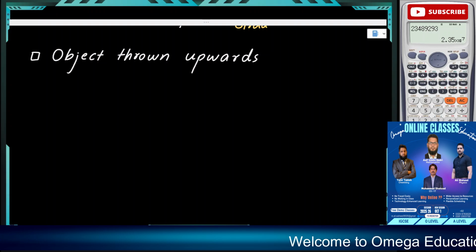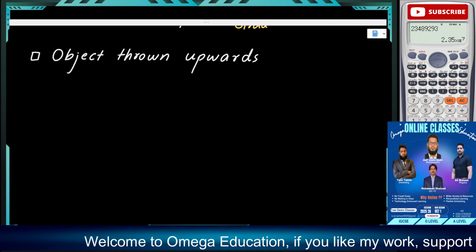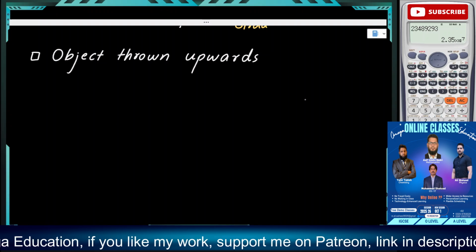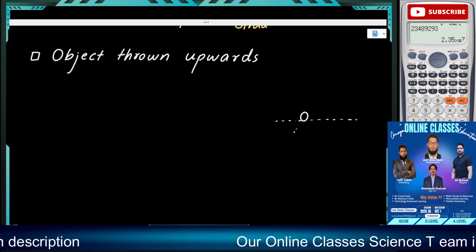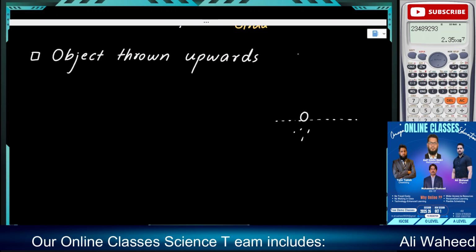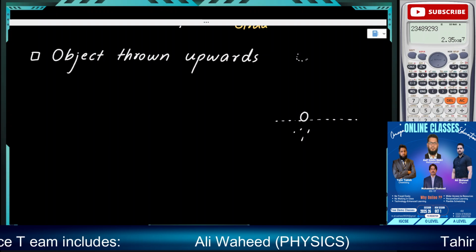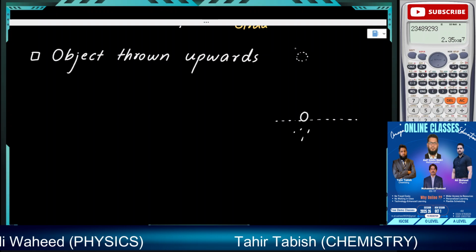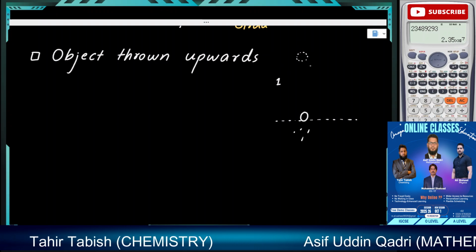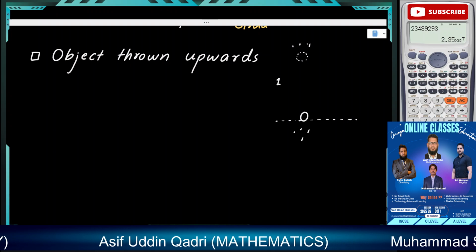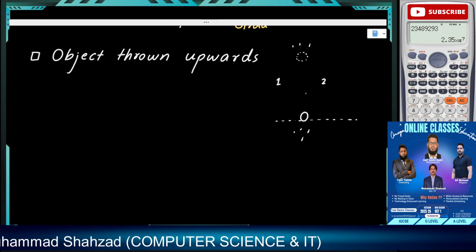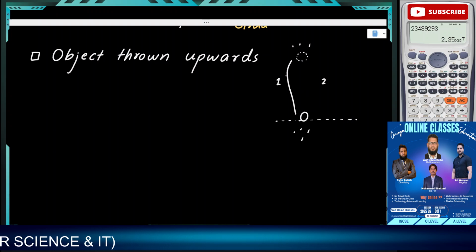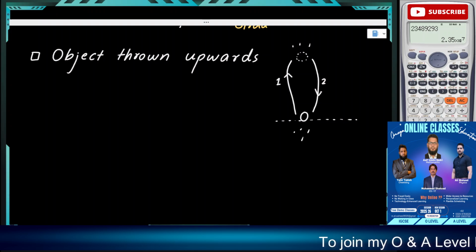For this one, I'm going to consider the motion in two parts. Let's say this is the ground. In the first part, the object goes upward. It reaches this point. This is the first part of the motion. And then in the second part, the object comes down to the starting point, to the same point. So the first part is as it goes up, and the second part is as it comes back to the ground.